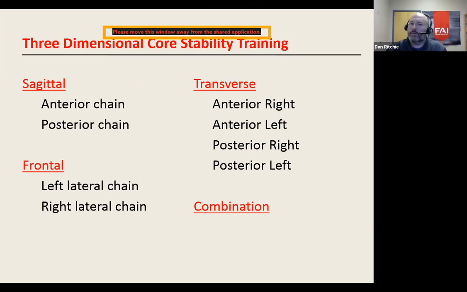We want to think about training the core three-dimensionally: sagittal plane, frontal plane, transverse plane. We want to make sure we're training the core in all three planes, and ideally, as much as possible, standing. So we don't have to do core work on the floor. We'll certainly do some core work on the floor, things like planks and bird dogs and bridges, but we can do lots of three-dimensional core training while standing.